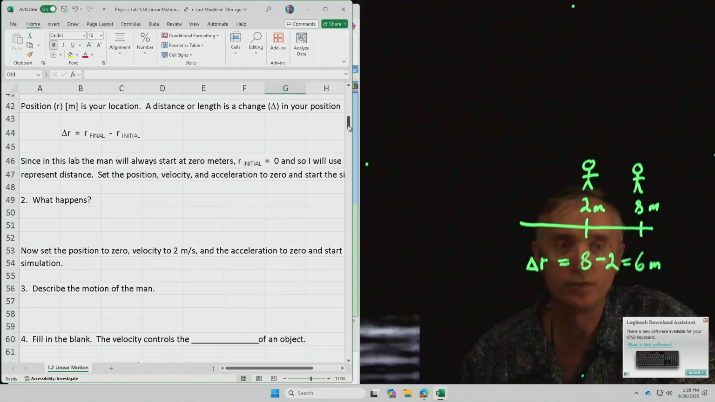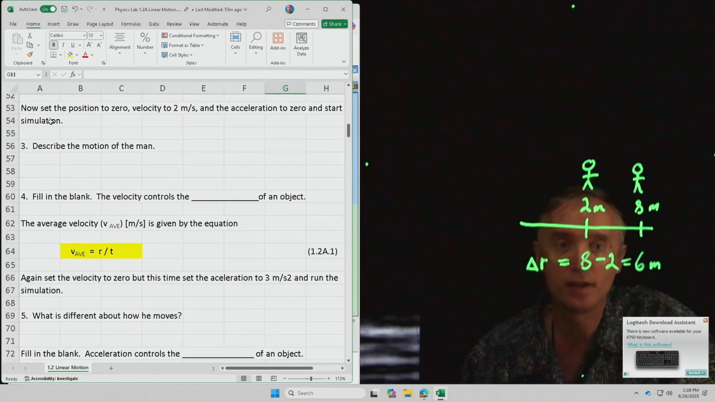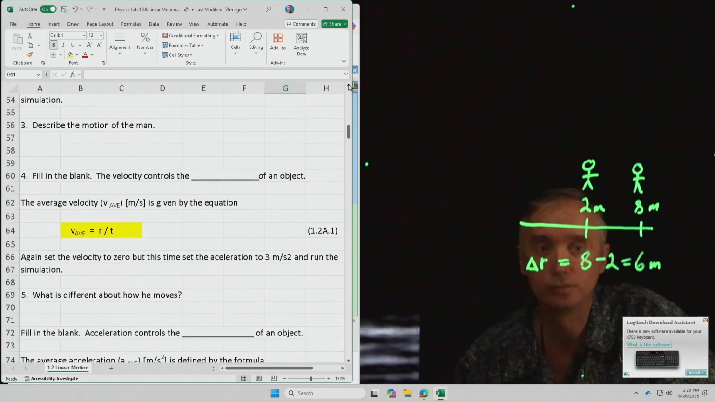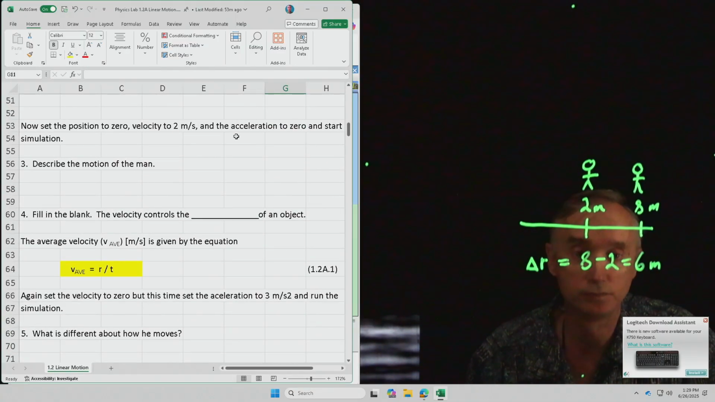Now the more interesting one is going to be this one. We're going to set the position to 0. The position is always going to be 0. And we're going to set the velocity to 2, and the acceleration to 0. So this time the only thing that we're changing is his initial velocity. Then start the simulation and describe how the person is moving.